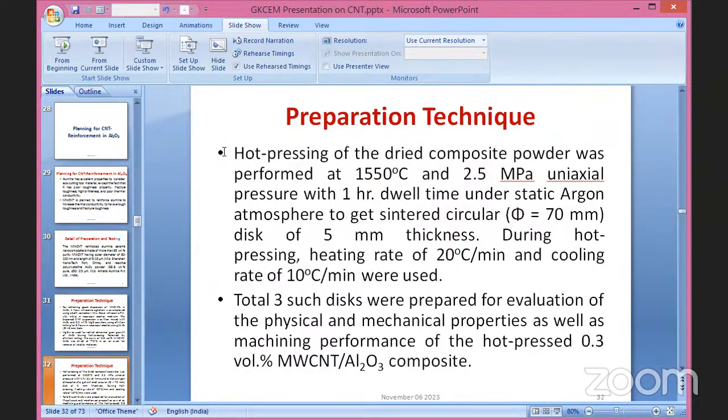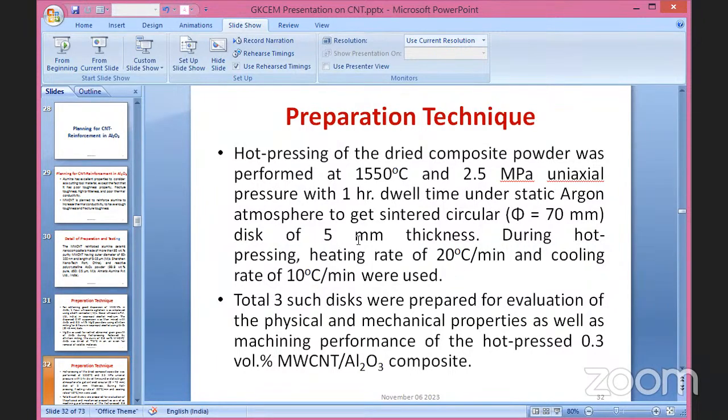Then hot pressing of the dried composite powder was performed at 1550 degrees Celsius at 2.5 megapascal uniaxial pressure with 1 hour dwell time under static argon atmosphere. This is done to get a sintered circular disc of around 70 millimeter diameter and 5 millimeter thickness. So this alumina with the carbon nanotubes mixed within it is made into a 70 millimeter diameter disc of 5 millimeter thickness.